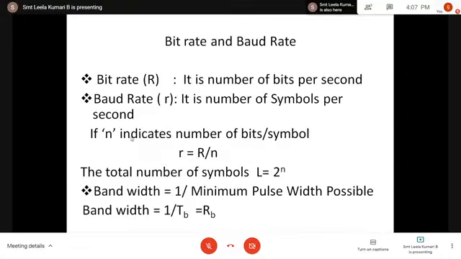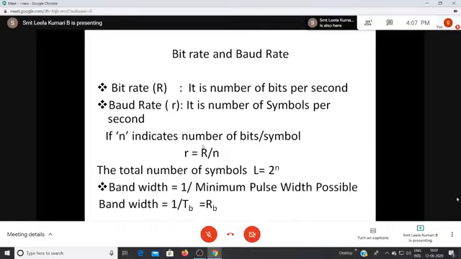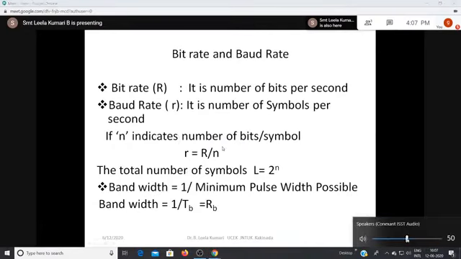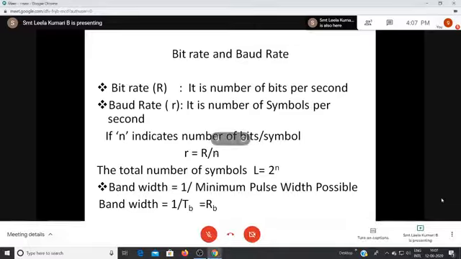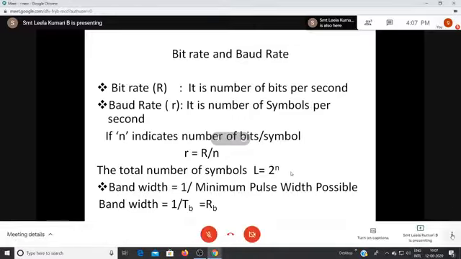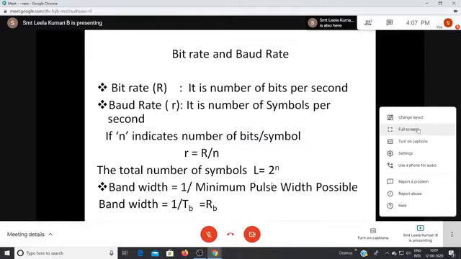Suppose n indicates the number of bits per symbol, then the baud rate R is equal to bit rate by n. So the total number of symbols L is equal to 2 to the power of n.